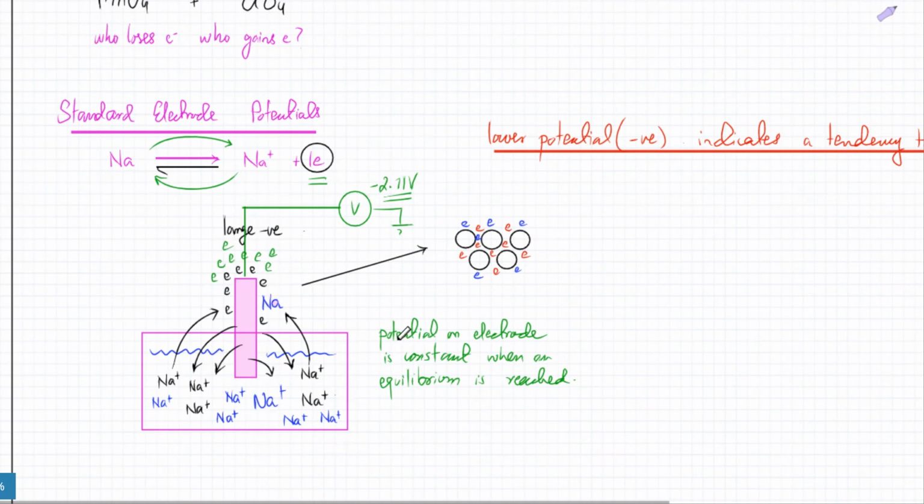Yes, sir. And once that reversible reaction happens, the potential becomes constant. It no longer changes, because every time sodium loses electrons to form sodium ions, the negative charge increases and it attracts another sodium ion from somewhere else, which gains the electron back. So it's going to and fro.